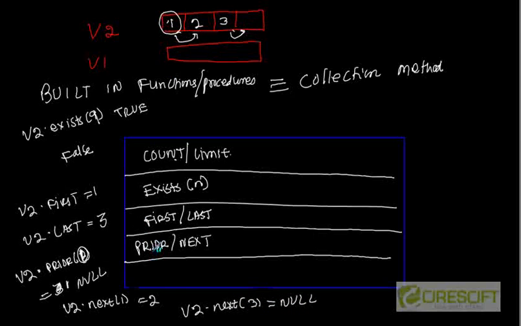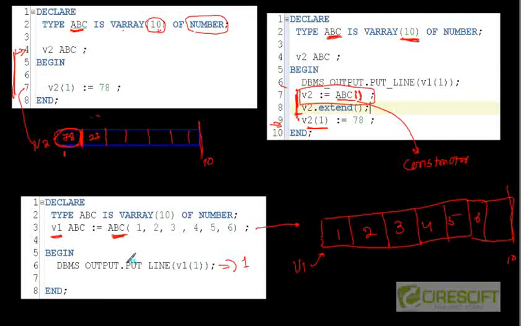So you basically use prior and next to traverse the VARRAY. We'll give an example pretty soon. Then another called extend, and trim. Extend we have already seen. By extend, I'm going to extend the VARRAY. Whenever I do extend, I basically create a space so that I can allocate a number there.